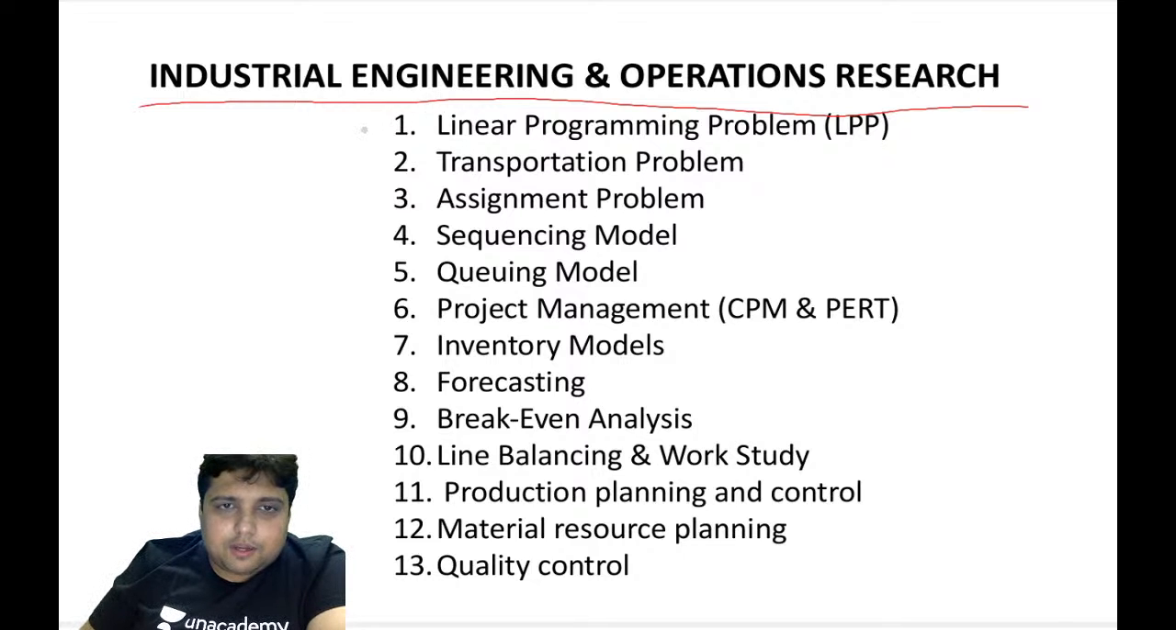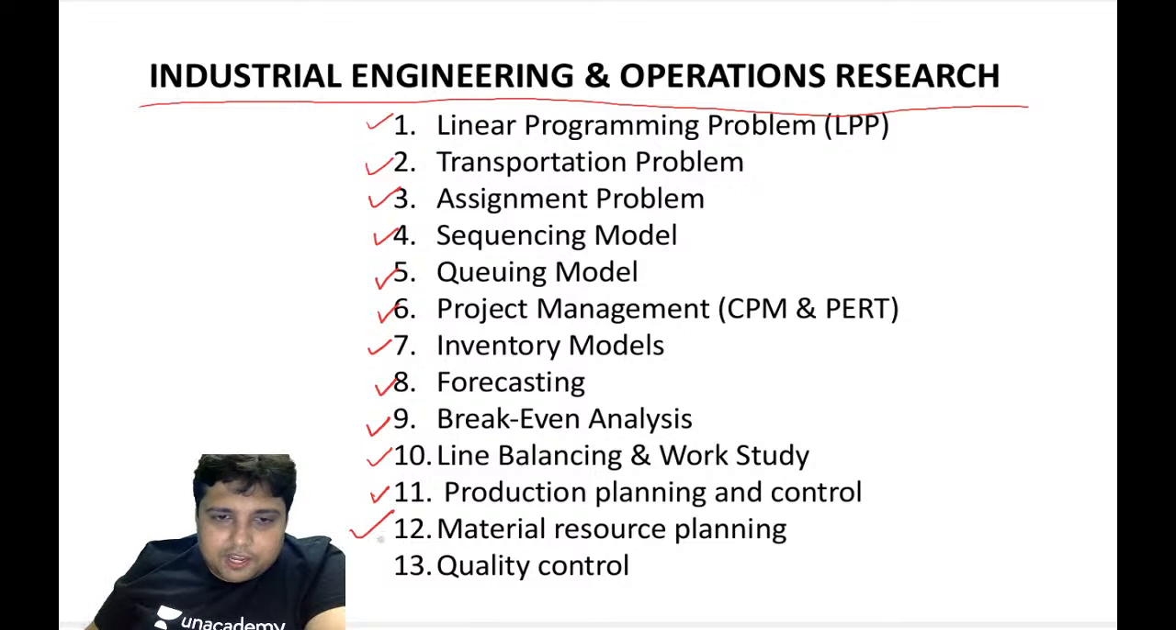The first topic, linear programming problem, transportation problem, assignment problem, sequencing model, queuing model, project management, inventory models, forecasting, break-even analysis, line balancing and work study, production planning and control, material resource planning, and quality control. These are the 13 topics that we will be looking under this module.